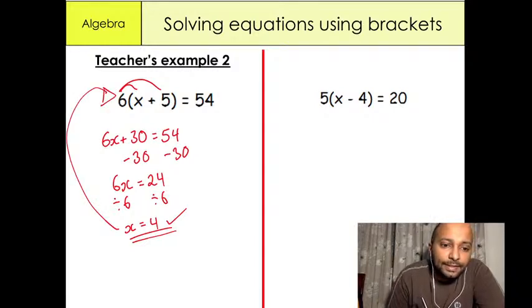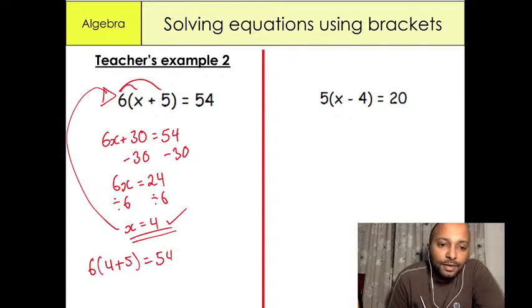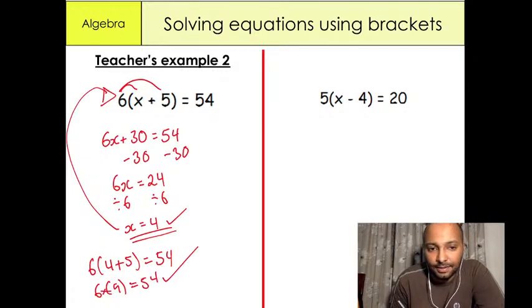So 6 open brackets 4 plus 5 equals 54. So 4 plus the 5 gives 9, so we have 6 open bracket 9 equals 54. So 6 times 9 is equal to 54, that's correct. Again, what we need to do in the fourth example is to expand the brackets as always.